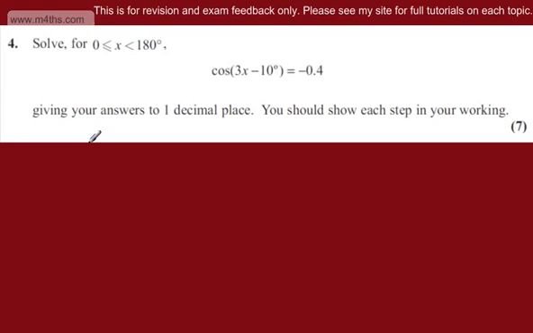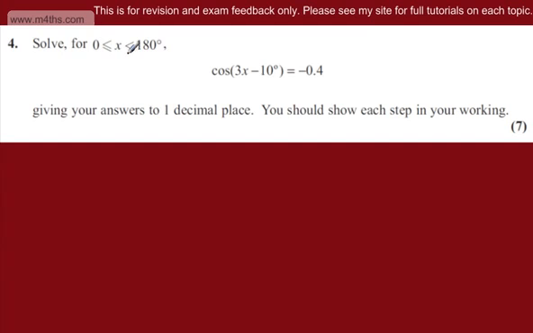In question 4, we're asked to solve for x between 0 and 180 degrees. Cos of 3x minus 10 degrees is equal to minus 0.4, giving our answers to one decimal place. We should show each step in our working, and the question carries 7 marks. Now, there are a fair few different ways that you can do this.